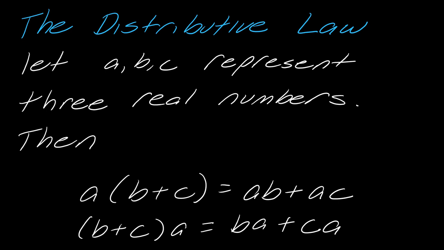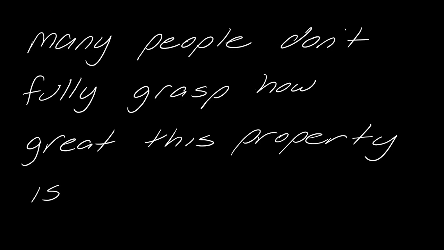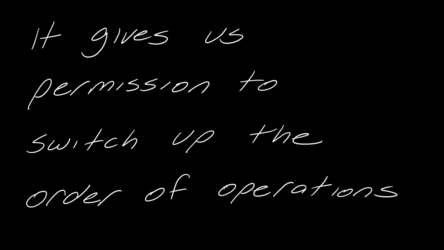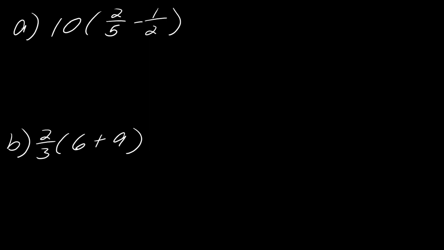Okay, so here's the thing about the distributive law. Many people don't fully grasp how great this property is. Because think about it, if we go back to this for a moment, this is a little bit of a deviation from the order of operations. The order of operations would normally say you have to do the parentheses first and then multiply together, but that's not what we did, right? We just multiplied straight in. So basically, the distributive law gives us permission to switch up how we think about the order of operations. So when would I want to do that? Let me show you a couple of examples.